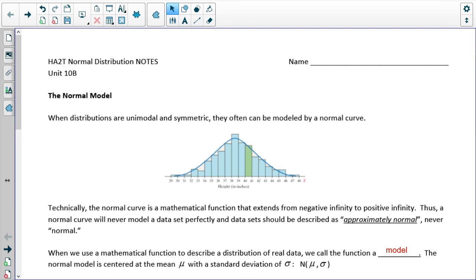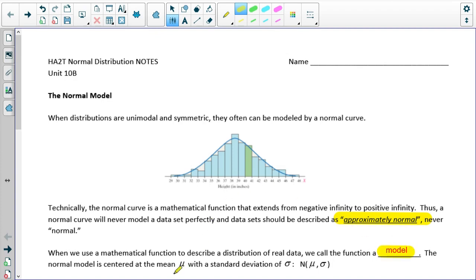The last video is going to be talking about the normal model. So when distributions are unimodal and symmetric, we can often model them with a normal curve. Even if it's not perfectly normal, we can model it with a normal curve, and then we call it approximately normal. That's important when we're describing things. We want to make sure they're described as approximately normal because the normal curve is actually a mathematical function and we're modeling it. So when we use a function to describe real data, we call the function a model.